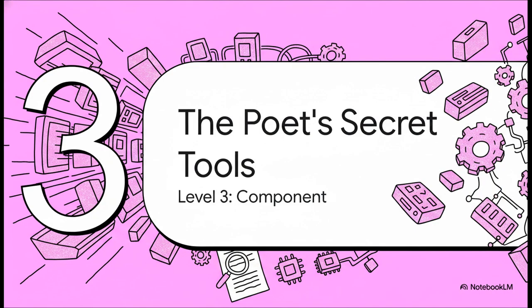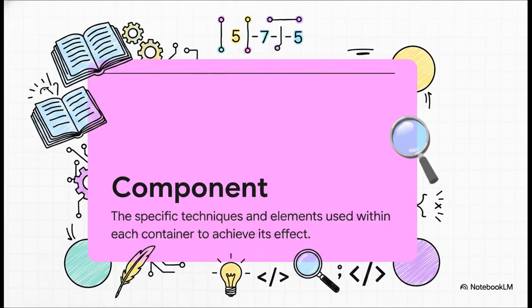Okay, we're going even deeper. Now we're zooming inside those containers to see what makes them tick. Welcome to level 3, component. So if the 5-7-5 lines are the containers, then the components are the poet's secret weapons. These are the specific literary tools and techniques he's using to make those containers actually work their magic. This is where we get to see the real craftsmanship.